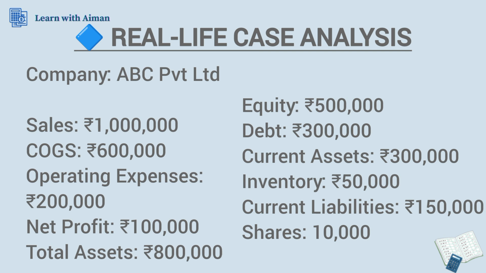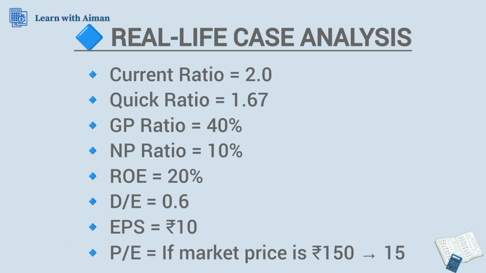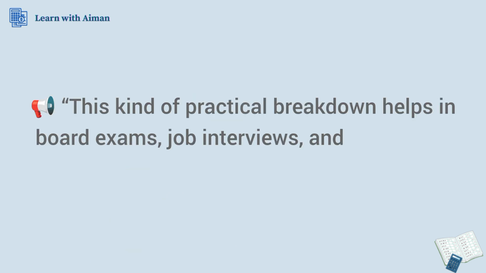So if we apply each formula, we got our current ratio of 2.0, quick ratio of 1.67, GP ratio of 40%, NP ratio 10%, ROE 20%, DE 0.6, EPS 10 rupees, and PE, if the market price is 150, then we got 15. This kind of practical breakdown helps in board exams, job interviews, and investing decisions.